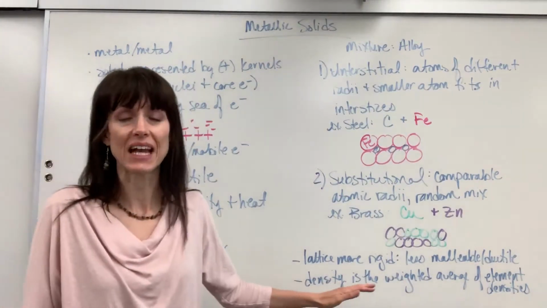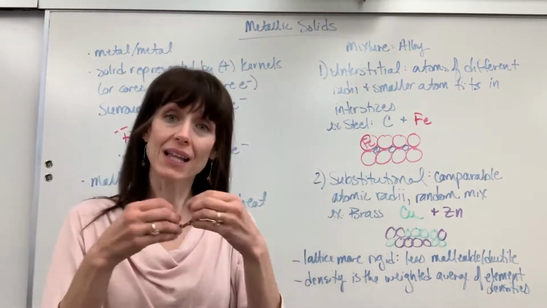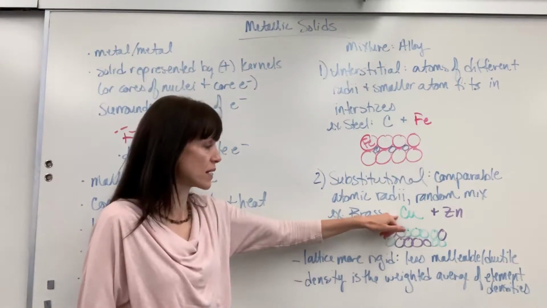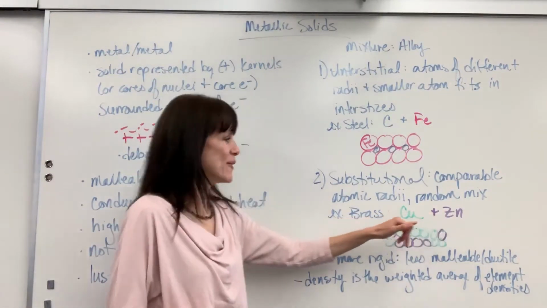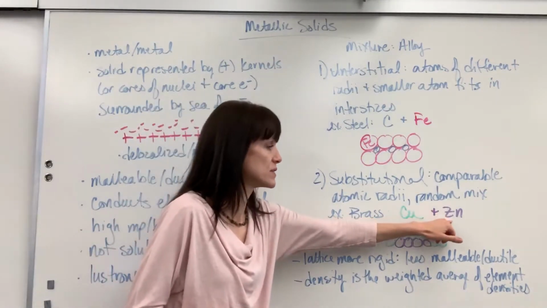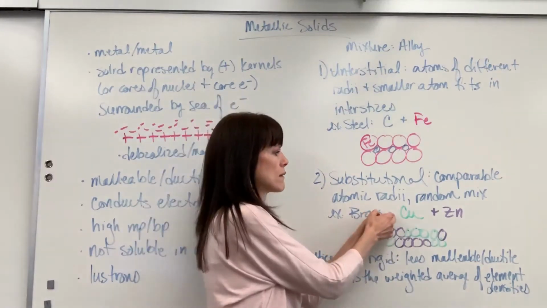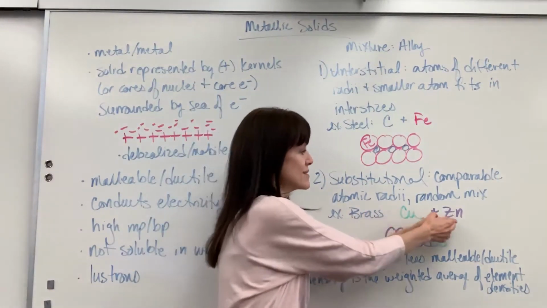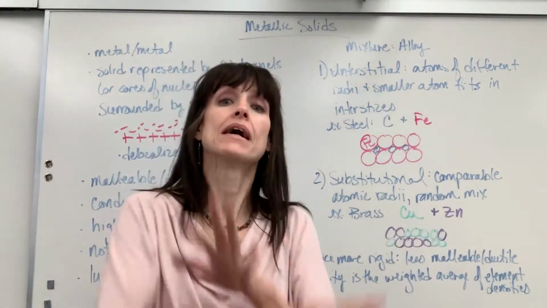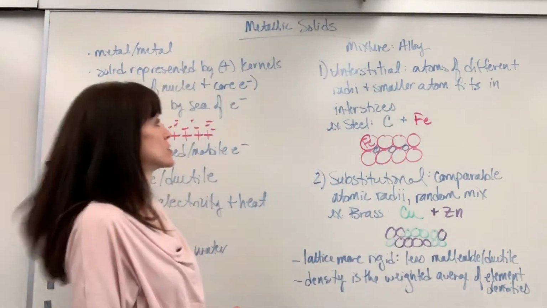Now the density of these alloys is simply a weighted average of the elements, the metals inside of that. So let's say that I had 60% copper, 40% zinc. I would take the density of copper, multiply that by 60%, take the density of zinc, multiply that by 40%. Let's say copper was 60%, density times 60%, zinc was 40%, density times 40%. Add those two together, and that's going to be the density of that entire alloy, that new mixture.